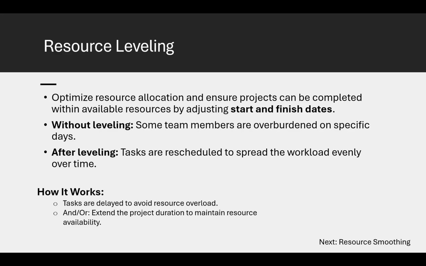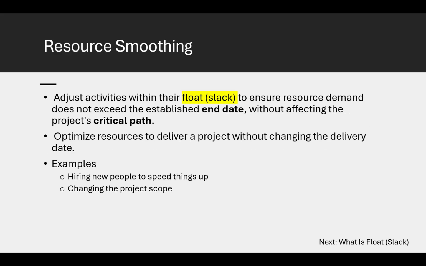How about resource smoothing? There it is. I put it in highlight. Float or slack. We need to know the definition of what that is. Because when we use resource smoothing, we can only deal with the float or slack time. And with resource smoothing, we know we have to meet a specific end date. We cannot adjust it. We cannot ask for more time. So what do we do? Well, you could hire new people, or you could put in a change request to change the scope.